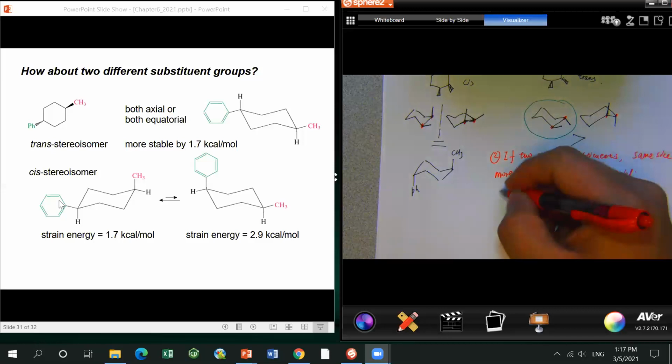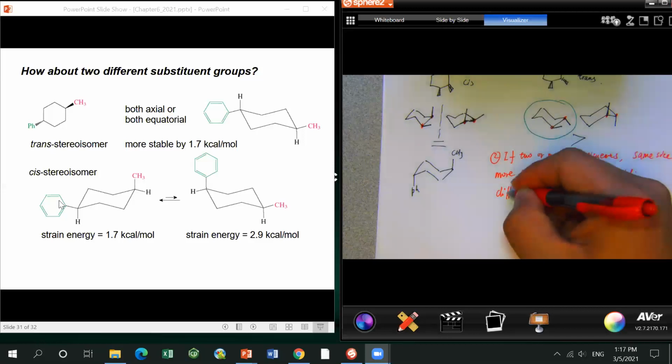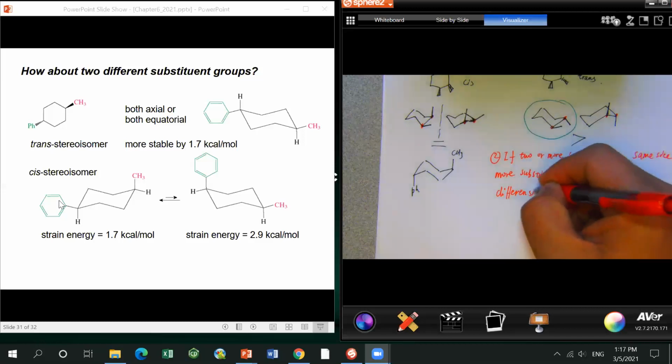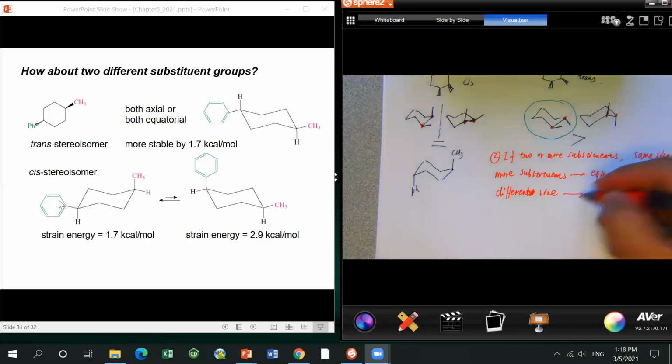But if they are different sizes, then you want to put the more bulky one in the equatorial position.